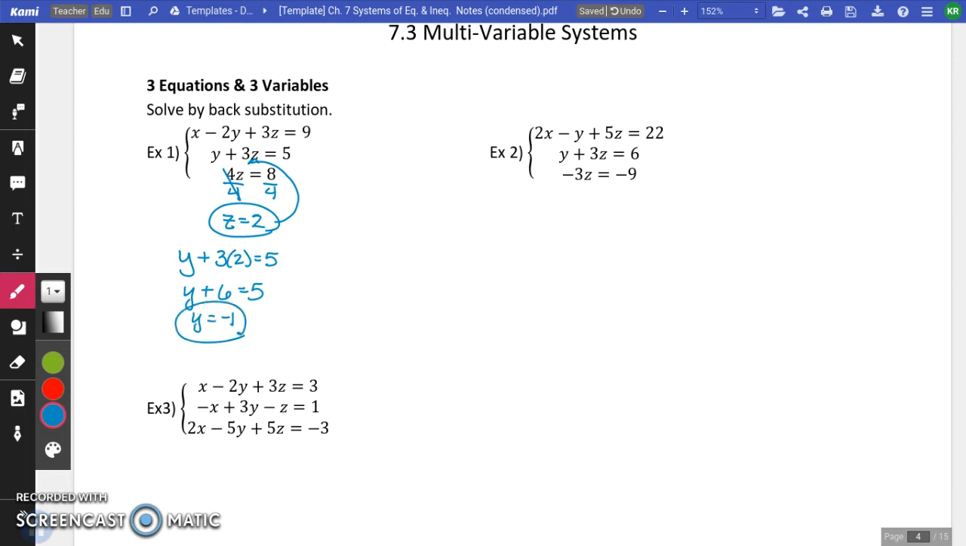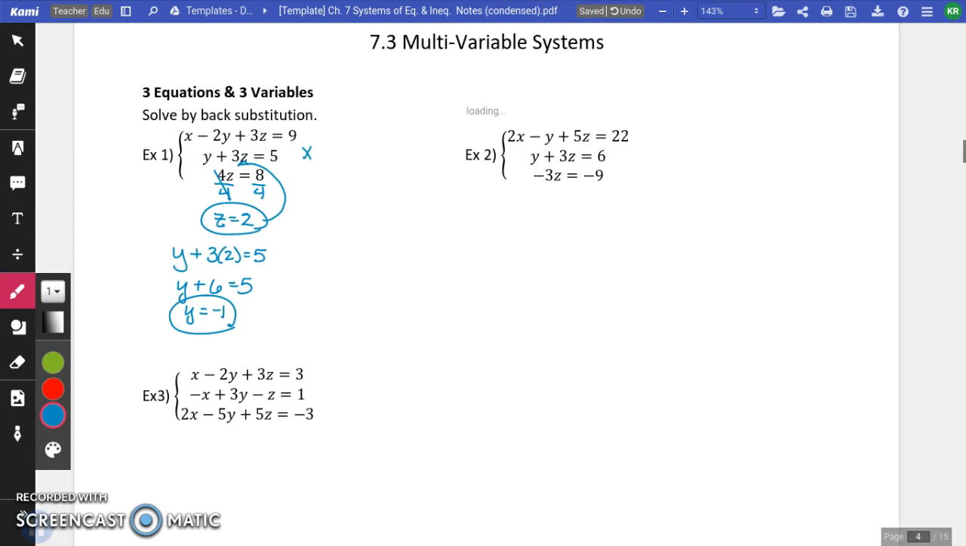Okay, now that I have values for y and z, I can take both of these, substitute back into the very first equation. So this is going to be x minus 2y, y is -1, plus 3 times the z that I found. Okay, so then this is going to be x plus 2 plus 6 equals 9. X plus 8 equals 9. X is 1. Okay, so now I know all 3 values.